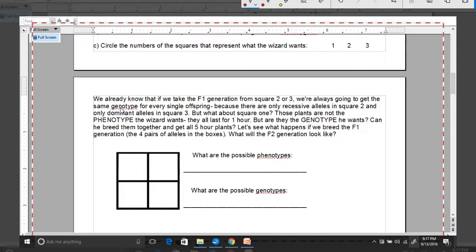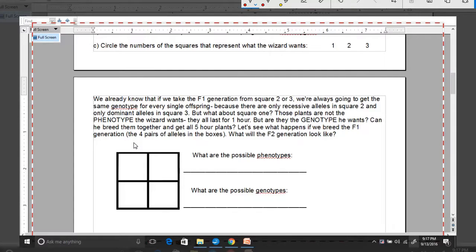Those plants are not the phenotype the wizard wants. They all last for 1 hour. But are they the genotype he wants? Can he breed them together and get all 5-hour plants? Let's see what happens if we breed the F1 generation, the 4 pairs of alleles in the boxes, together from square 1. What will the F2 generation look like?